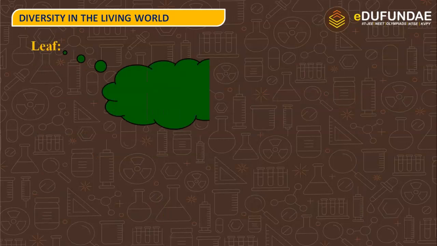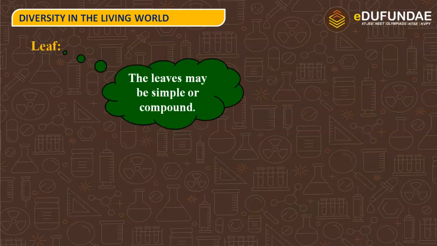Next we have the leaf. The leaves of the plant, they are simple or compound. So both kinds of leaves are found.